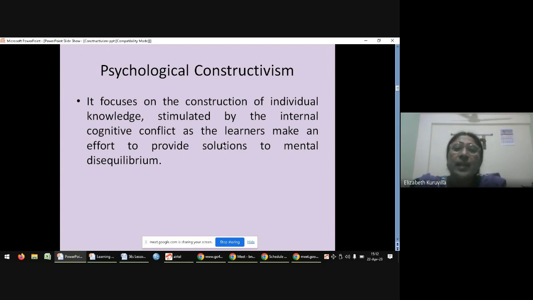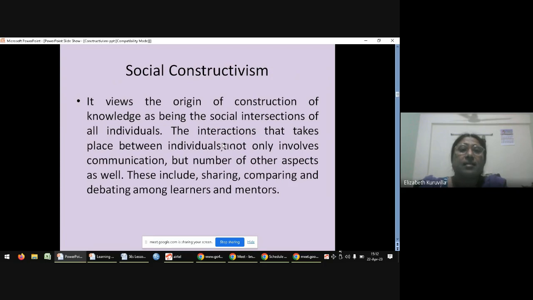In Piaget's theory, we can see that it is stated that when the learner acquires new knowledge, he will try to accommodate the new knowledge with the existing knowledge, and then if the knowledge is completely new, he will assimilate the knowledge. So assimilation and adaptation is taking place in the minds of the learner.